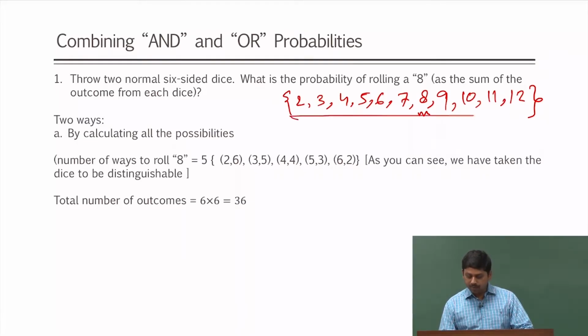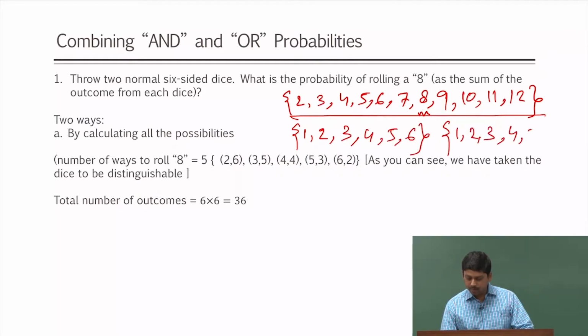Total number of outcomes is that my first die can be any of these 6 and my second die can be any of these 6. So, which means I can take 1 from here and 1 from there, 1 from here, 2 from there, 1 from here, 3 from there, 1 from here, 4 from there, 1 from here, 5 from there, and 1 from here, 6 from there. So, for 1 I have 6 possibilities, for 2 also I have 6 possibilities, for 3 also I have 6 possibilities. So, for each of them I have 6 possibilities. So, 6 into 6, total 36 possibilities are there.